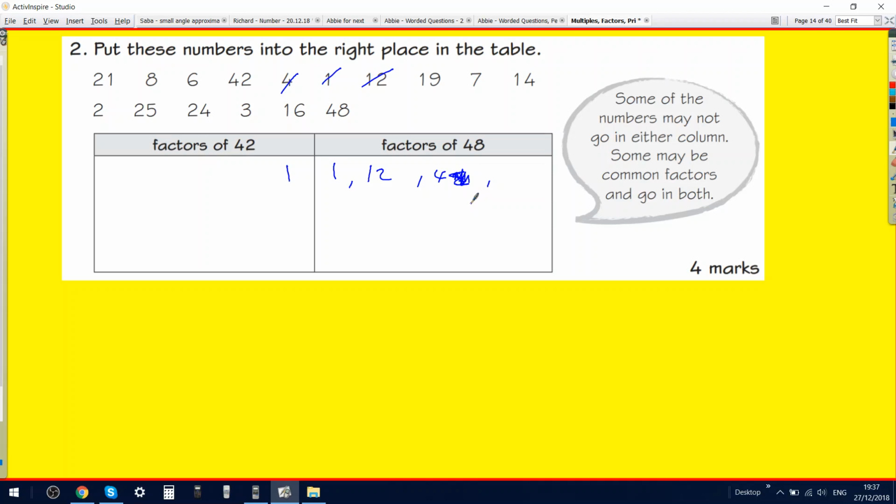And 2 is a common factor because it goes in both 42 and 48. 3 doesn't go in either, I don't think, so. I think so. So try dividing them by 3. I'll try 48 first.